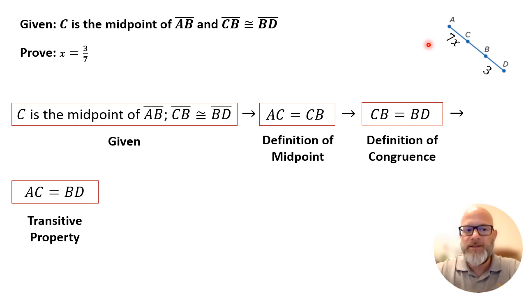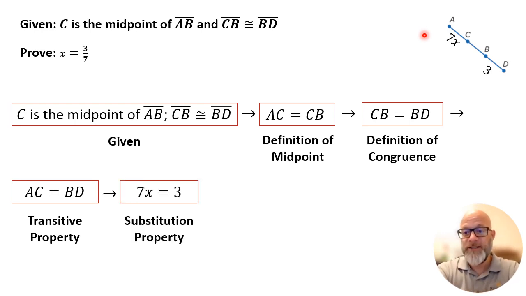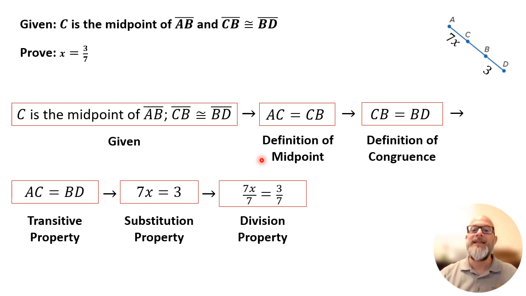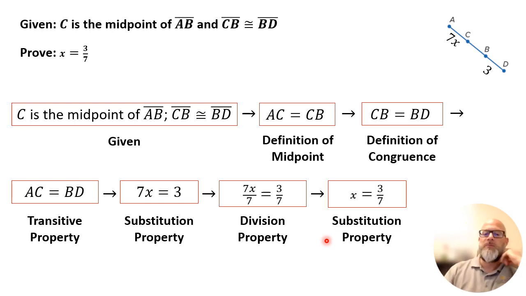Well, we know that AC is this measure right here, and we know that BD is this measure right here. So what can we do? Any idea? We could say 7x equals 3 by the substitution property. AC, that measure is 7x, so we just plug in 7x for AC. Okay. Next step, division property. What are you going to divide both sides by? 7. That's right. And you've got to show the actual division. Don't do the division yet, just show it. And then you use the substitution property to finish up.